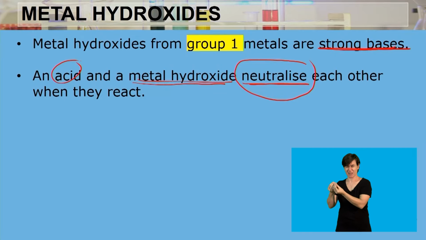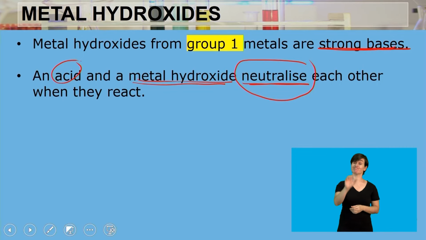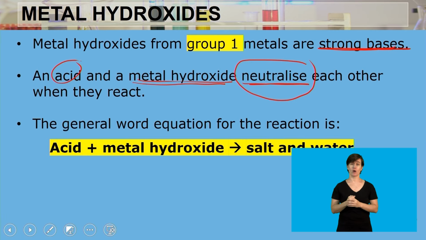So it tells you that the product that is going to be formed there will be more basic as compared to it being acidic. Why? Because the strength of the product depends on the strength or the relative strength of the acid and the base that reacted initially. So an acid and a metal hydroxide neutralize each other when they react. And note that that's only if their strengths are equal.